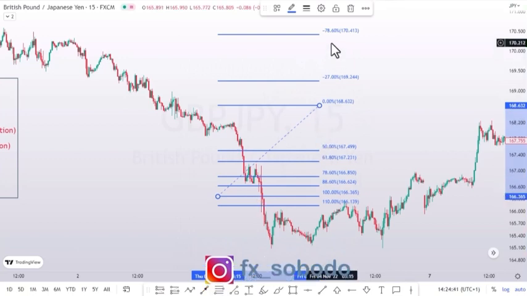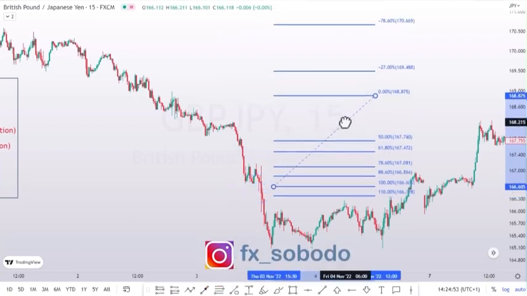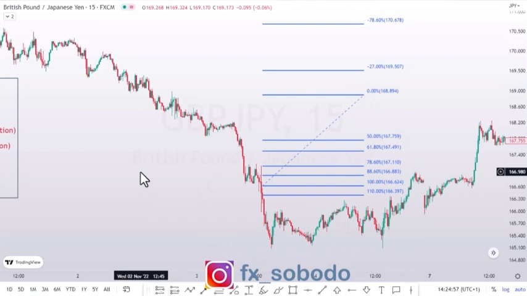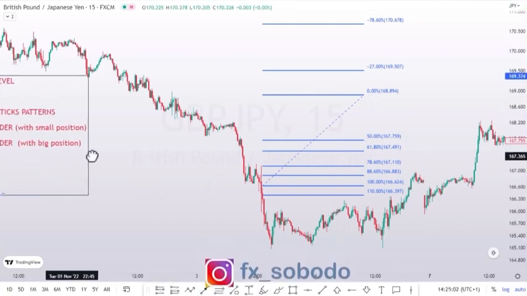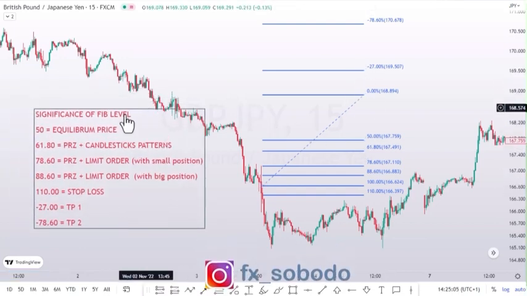So these are the values we already have on the Fibonacci here, as you can see. Now let's see what the significance of these values is, and how we can work along these values in order for us to be a profitable trader. 50 is the equilibrium price. At 50 we take no action.